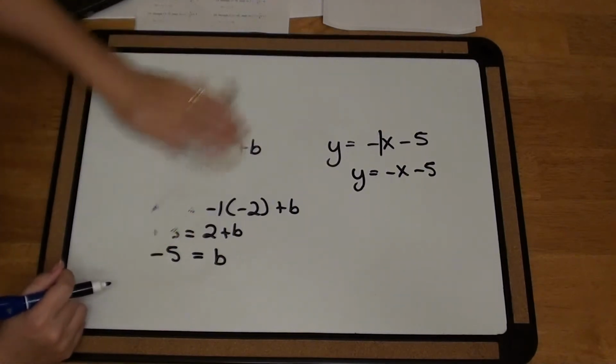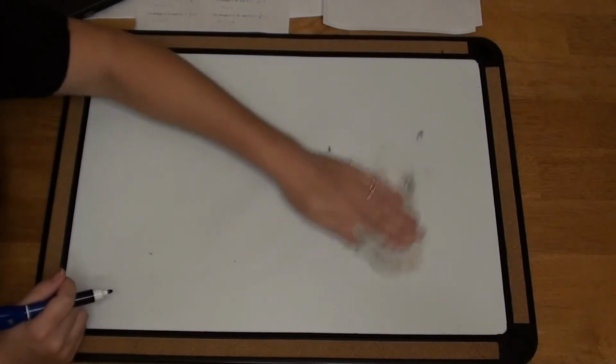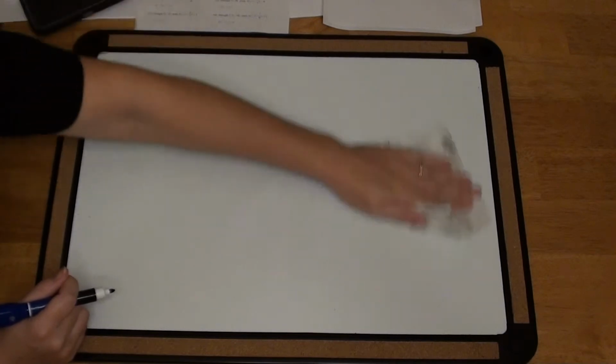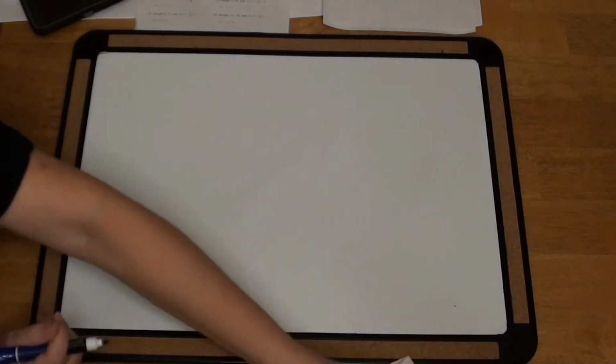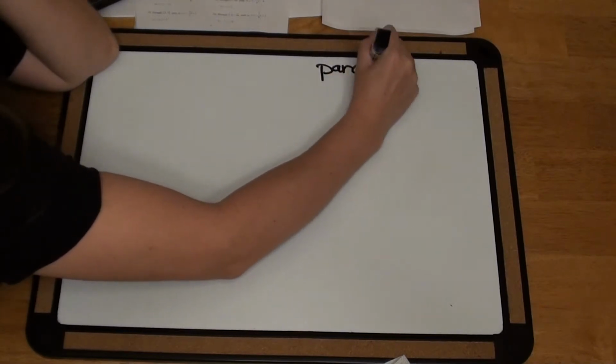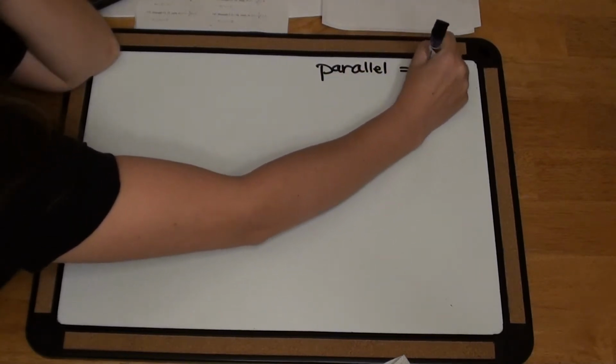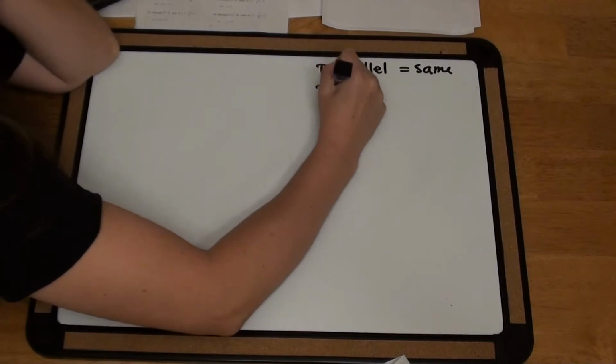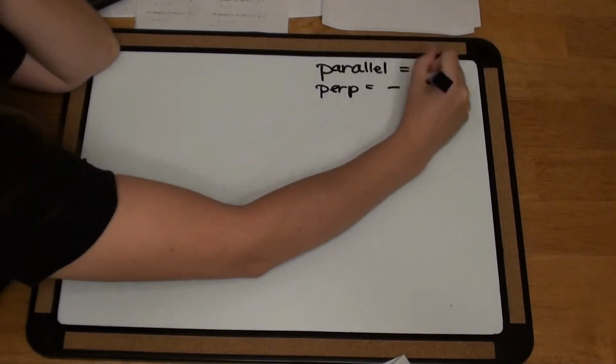Now, the last four rely on you understanding what it means to be parallel and perpendicular. Parallel lines means same slope. Perpendicular means the opposite reciprocal.